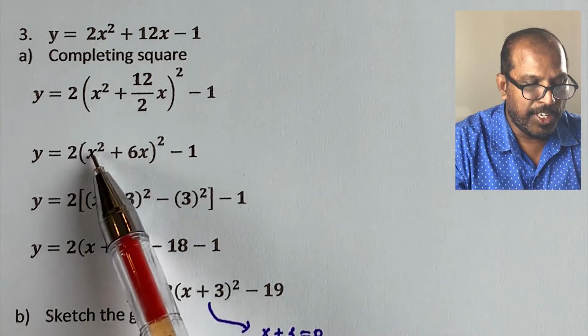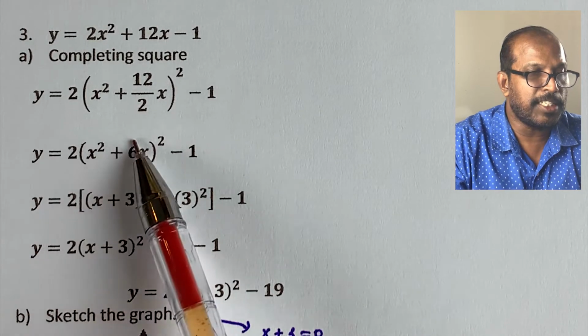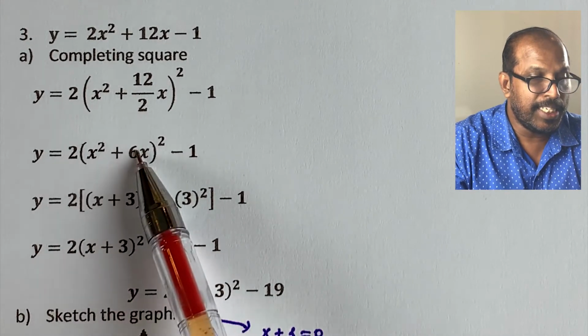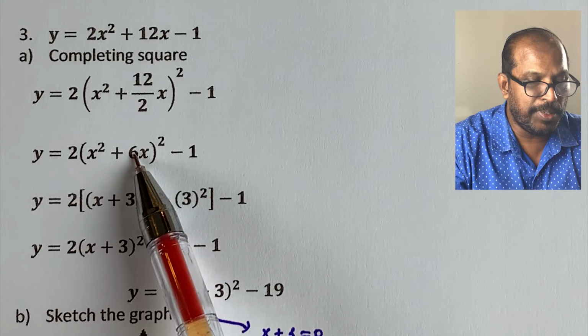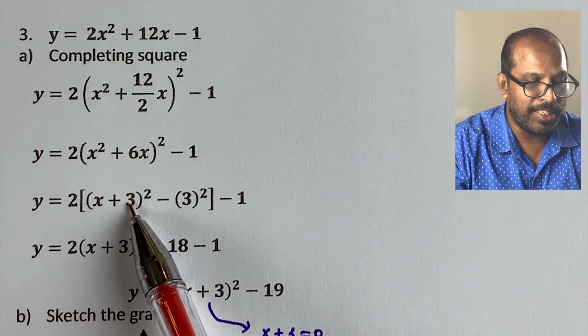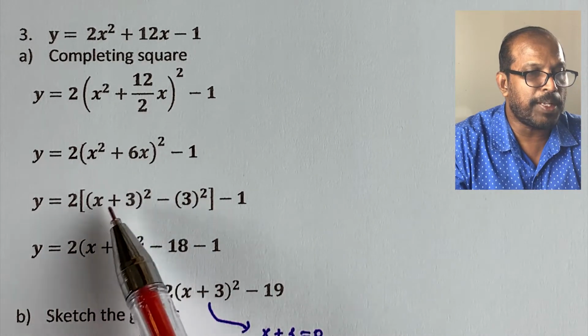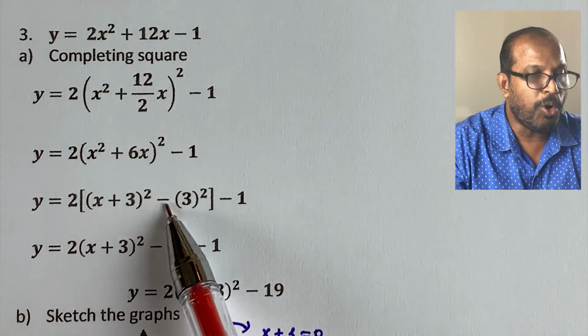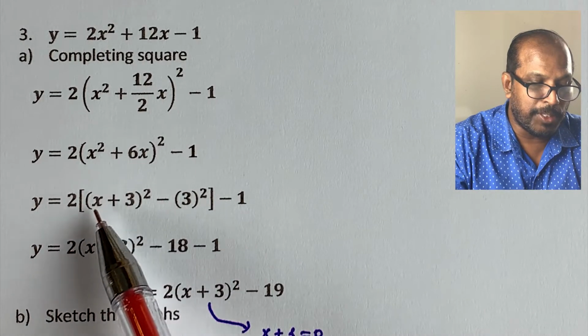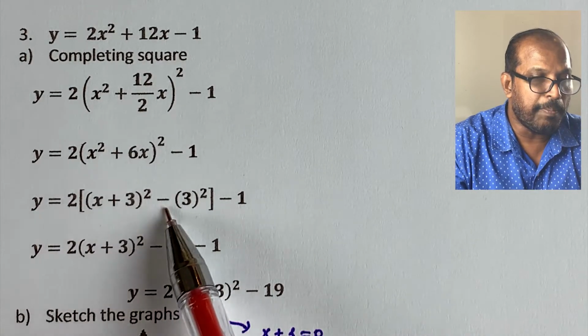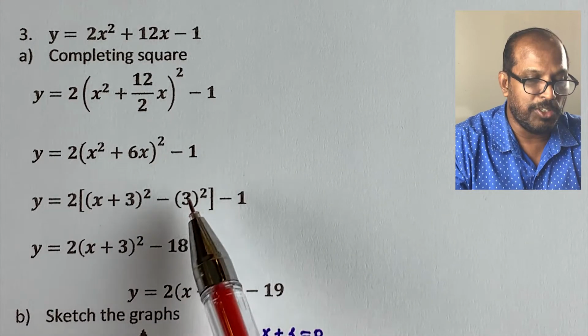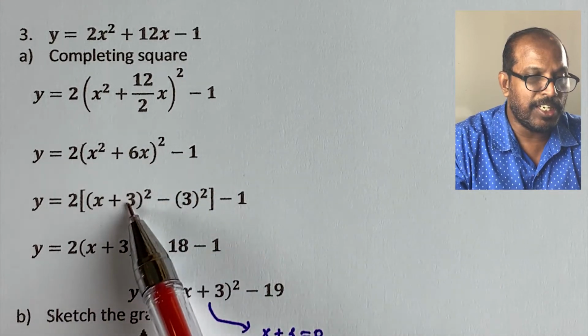So here is x, here is plus, and here is 6. Every time this value must be divided by 2, you get 3. So you get x plus 3 power 2, then this value is always minus, because the concept is bracket square minus bracket square. So this is always minus, therefore here is 3, and here is 3.